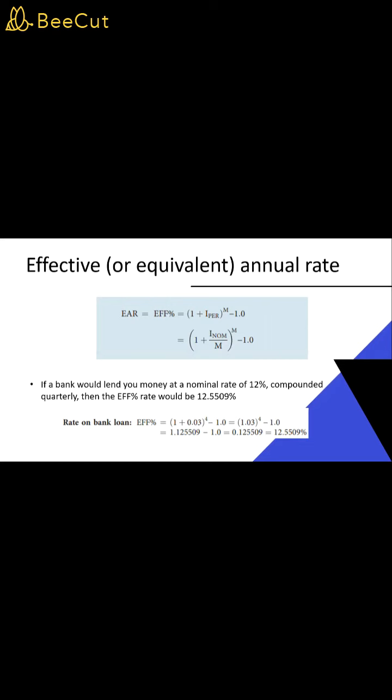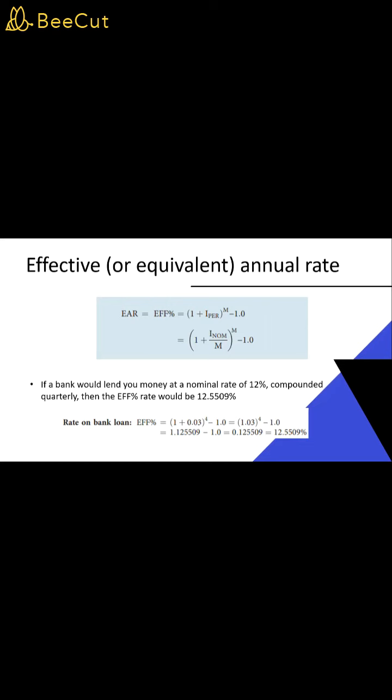For example, there's an example given on the slide: if a bank would like to lend you money at a nominal rate of 12% compounded quarterly, then what is the effective or equivalent annual rate? If you plug this into the formula, you will get 12.5509%. So that is the effective annual rate. You are annualizing everything.